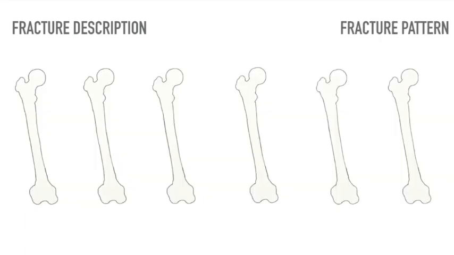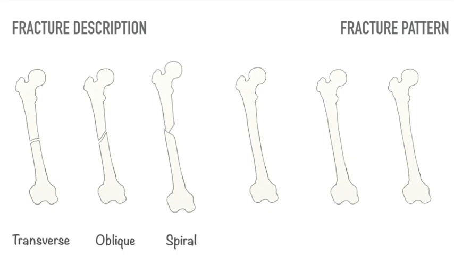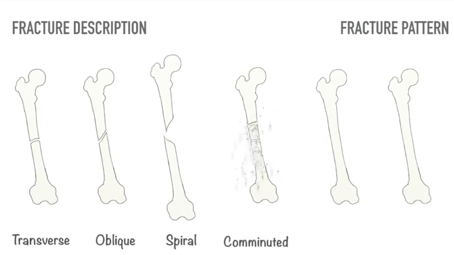Fracture pattern describes the type of fracture line. The different fracture patterns include transverse fracture, when the fracture line is almost perpendicular to the long axis of the bone. Oblique fracture, when the fracture line makes an acute angle with the long axis of the bone. Spiral fracture, the fracture line runs spirally in more than one plane. Comminuted fracture, this is a fracture with multiple fragments.